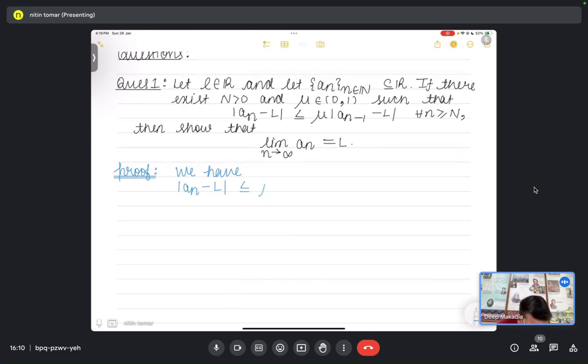Now |a_n - L| is always less than this. And because we are starting with any n, let n be greater than or equal to N. We are starting with any natural number. Now again I can apply the inequality. So this will be |a_{n-2} - L| times mu squared. Am I correct? Yes. This is correct.